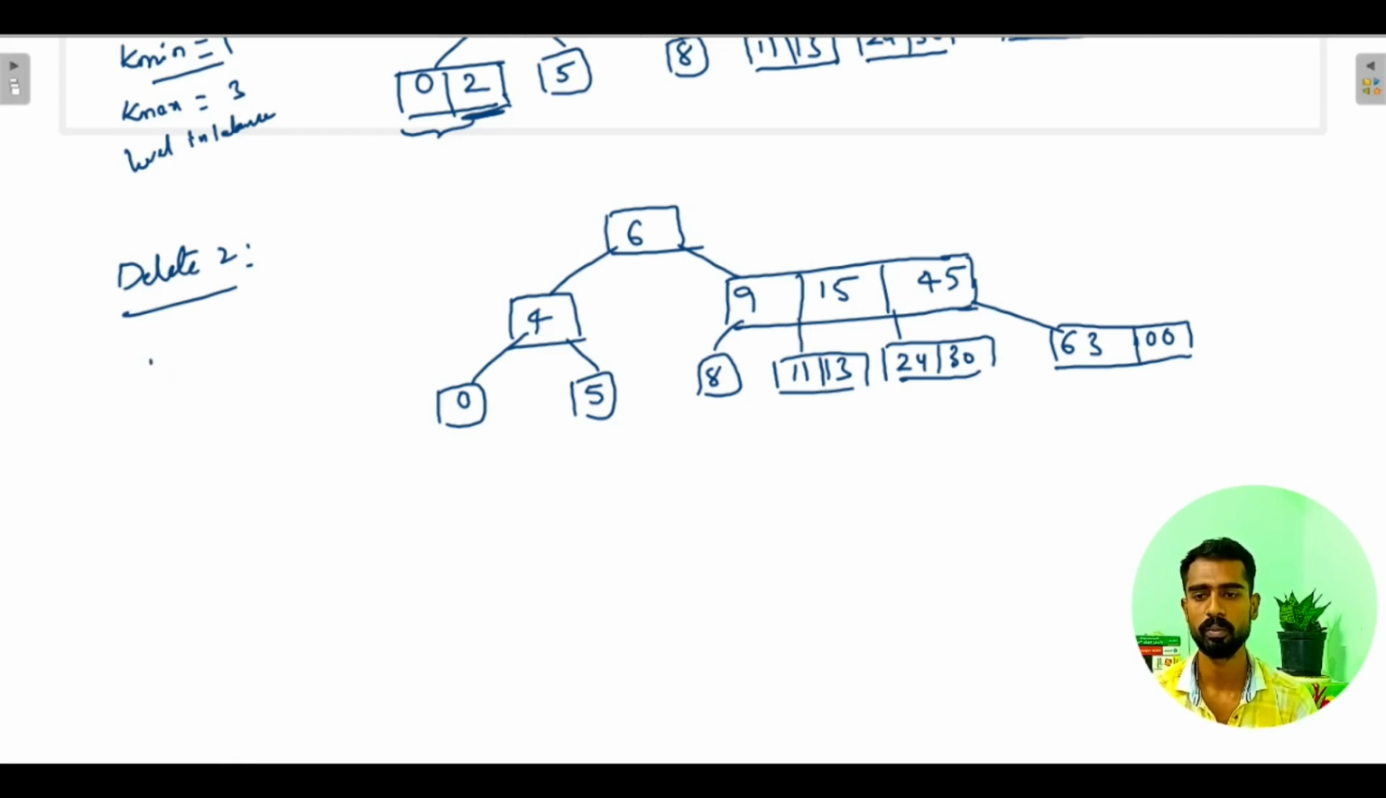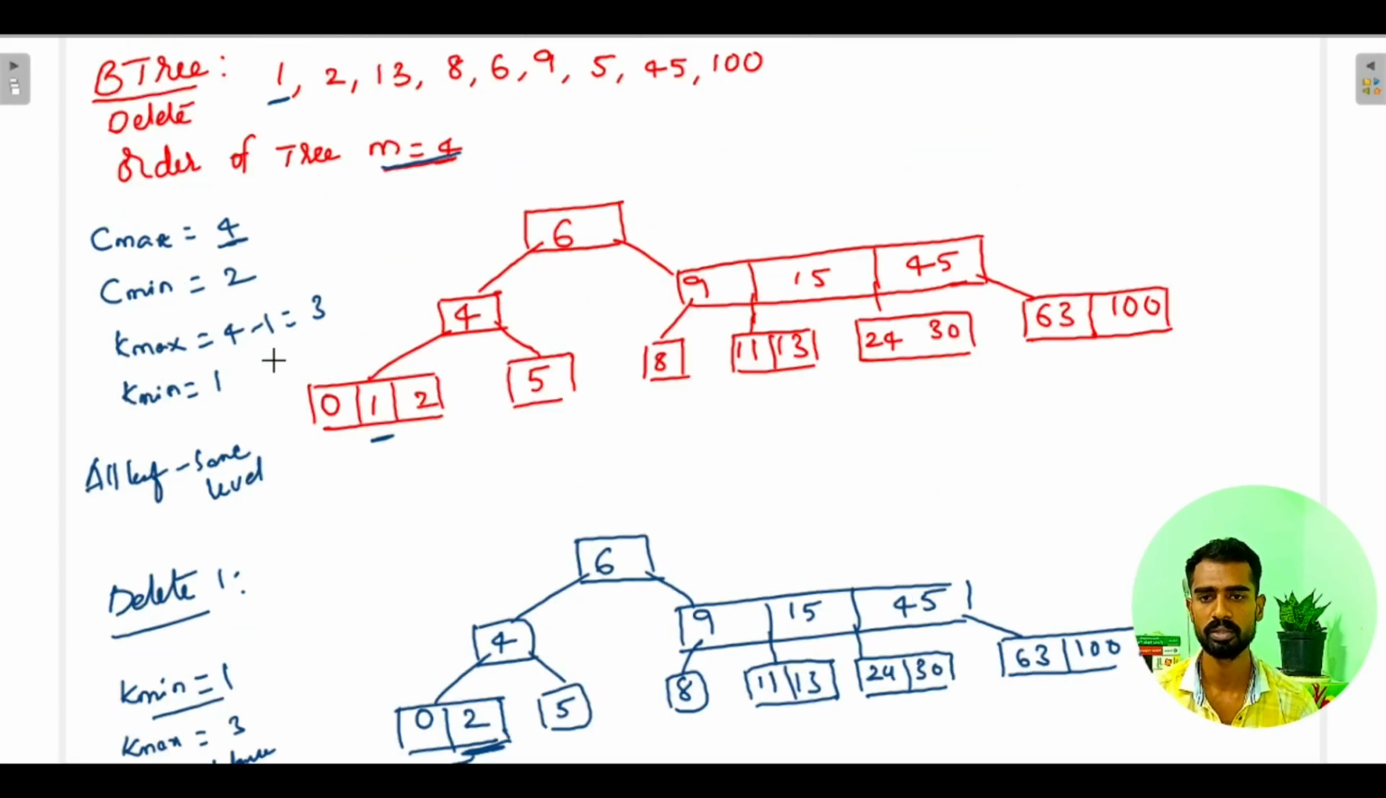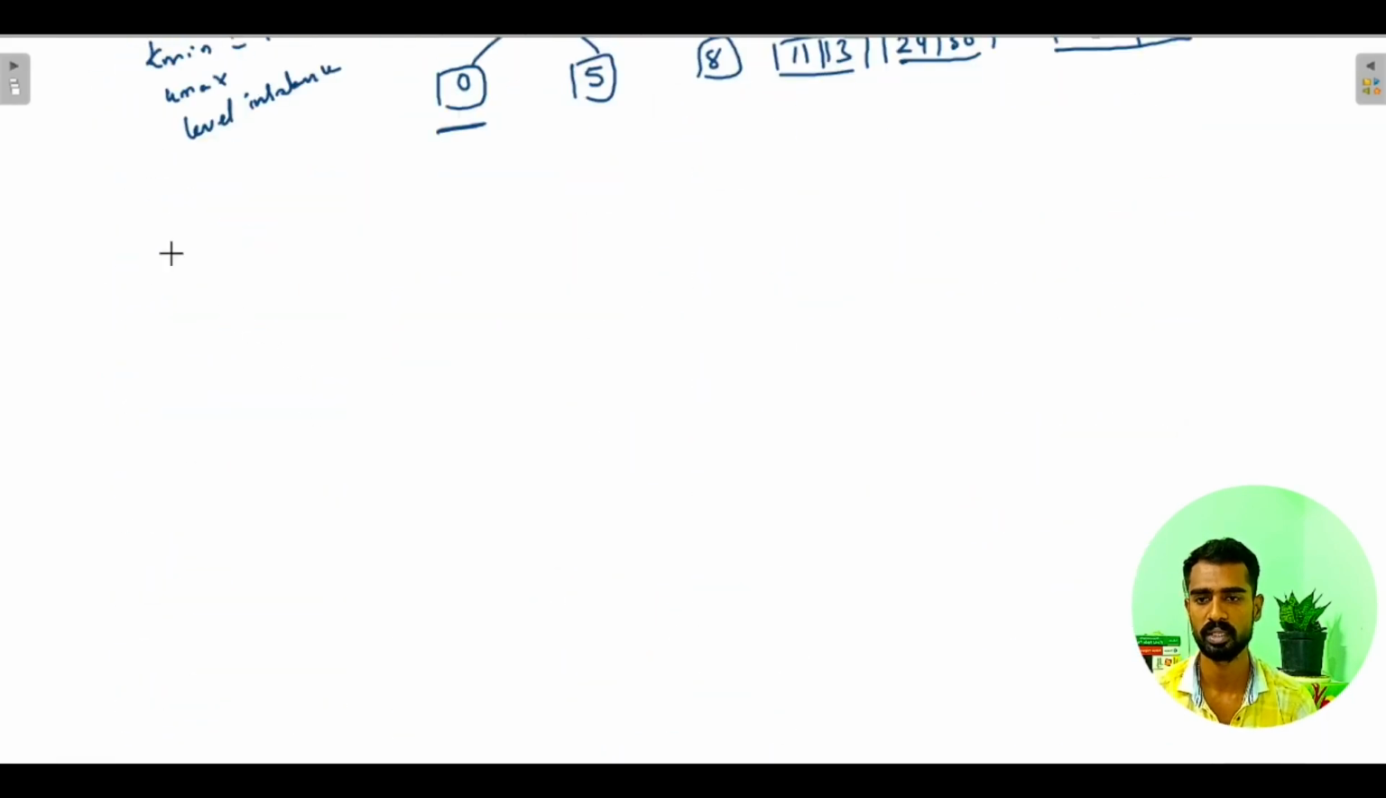So now we have to validate the K minimum and K maximum property, and also level imbalance property. So after we delete 2 from this particular node, we still have the minimum number of keys. So now we don't have to worry about any other operations to be performed. We can simply go with the next key deletion operation. So what is the next key to be deleted? The next key that should be deleted is 13.